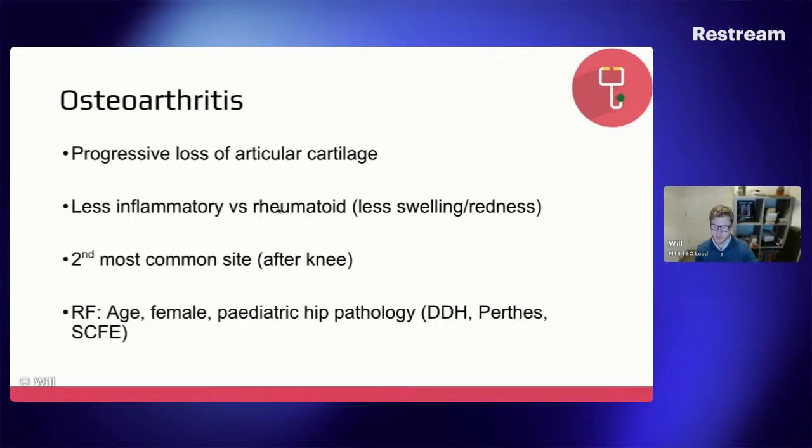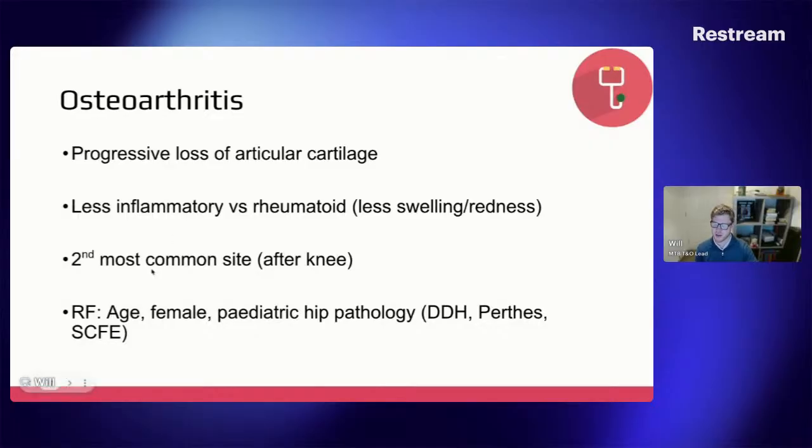Now, how do we tell it apart from rheumatoid arthritis? Firstly, rheumatoid arthritis is not very common in the hip. It's more common in the small joints of the hands and the feet. But secondly, there's a lot less of an inflammatory component. So if you're looking at someone who's complaining of hip pain or in fact knee pain, and there's not a lot of swelling, there's very minimal erythema or redness, this is more likely to be osteoarthritis.